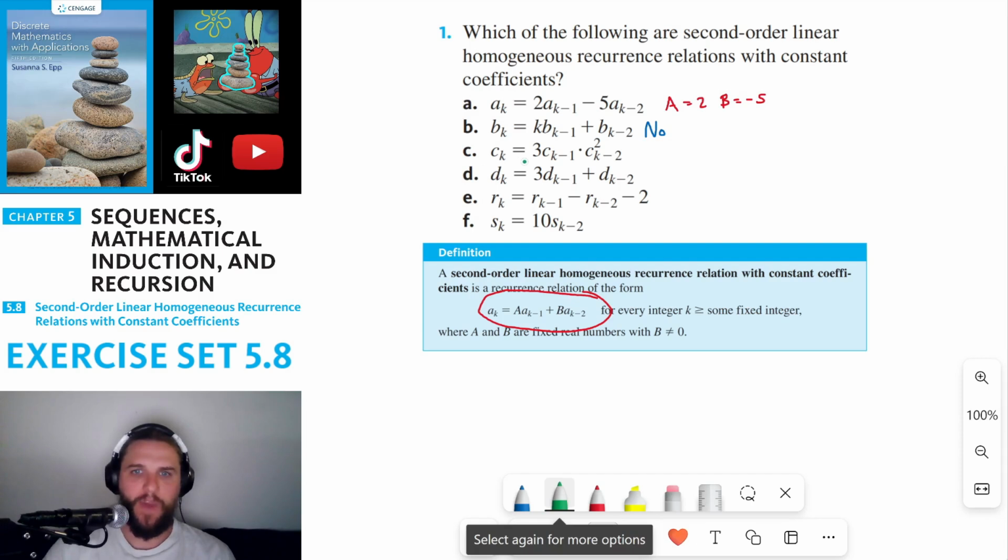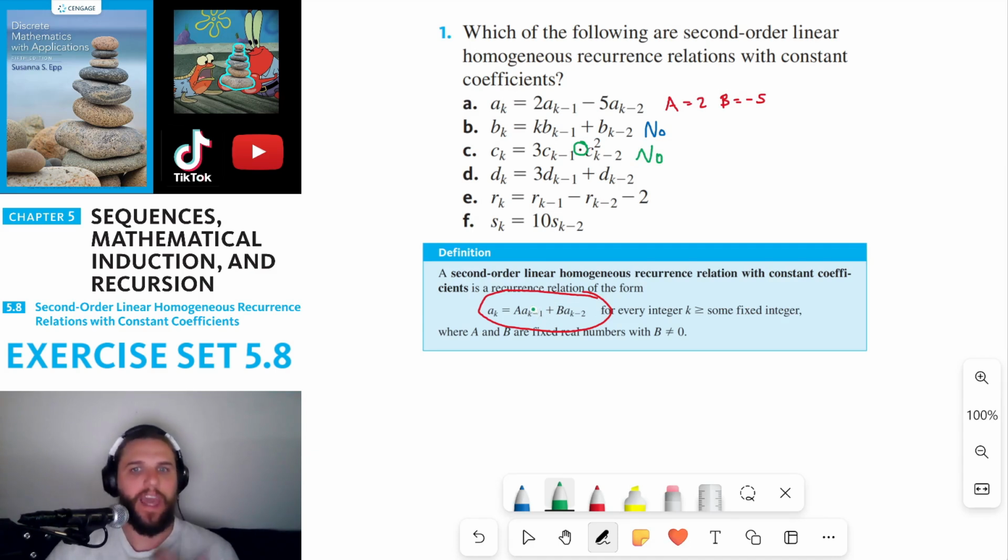For part C, we have c sub k equals 3 times c sub k minus 1 times c sub k minus 2 squared. Now, this multiplication really ruins everything. There's no way to salvage this or rewrite this in a way that's clearly a second-order linear homogeneous recurrence relation according to this definition here.